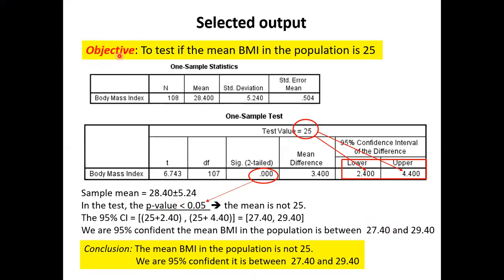Again, that's my objective. Gone through all that. Here, sample mean, how much? What is the p-value in the test? What does it mean? Compute the confidence interval, obtain this value, and what it means. Finally, a conclusion. Objective is a mean of 25. Conclusion, the mean is not 25. We are 95% confident it is between 27.4 and 29.4.